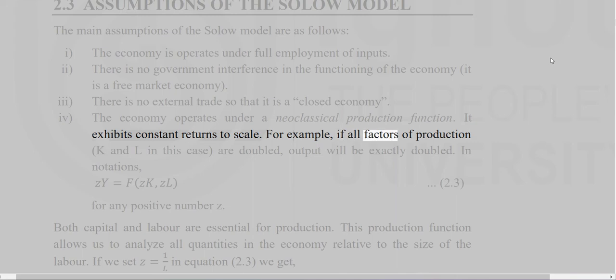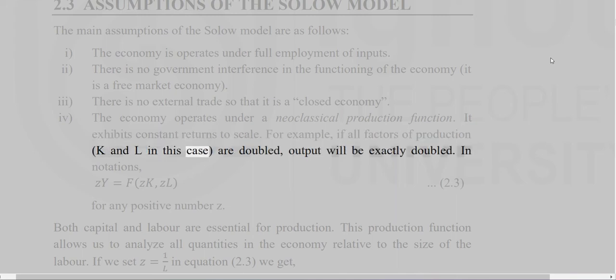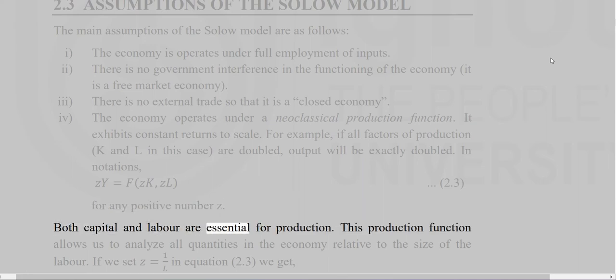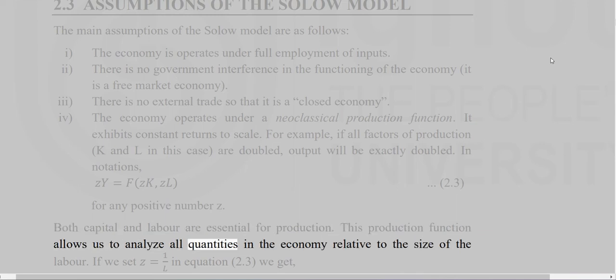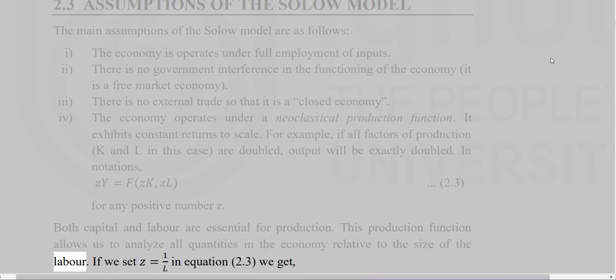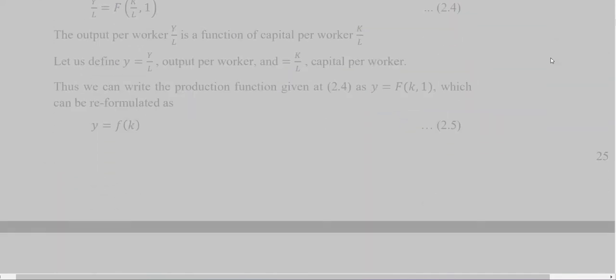For example, if all factors of production, K and L in this case, are doubled, output will be exactly doubled. In notations, F(zK, zL) = zF(K, L), equation 2.3, for any positive number z. Both capital and labor are essential for production. This production function allows us to analyze all quantities in the economy relative to the size of the labor. If we set z = 1/L in equation 2.3, we get Y/L = F(K/L, 1), equation 2.4. The output per worker is a function of capital per worker.